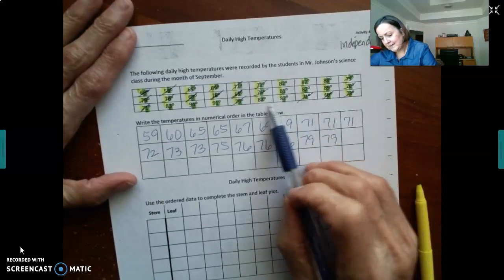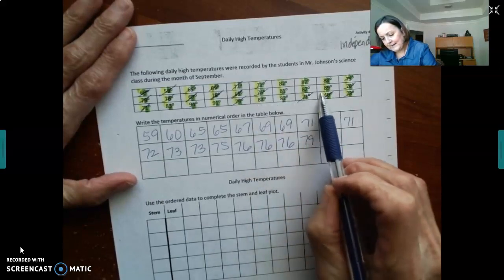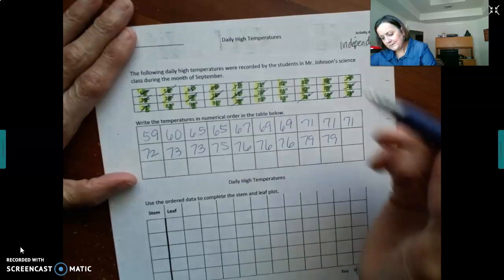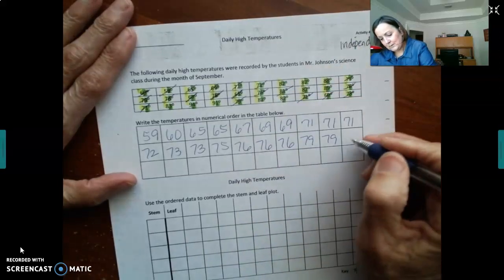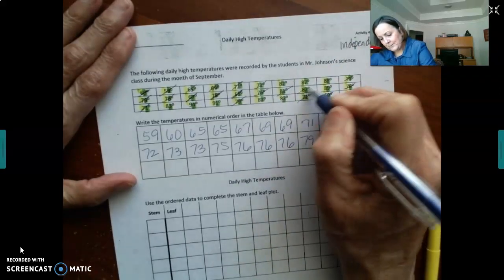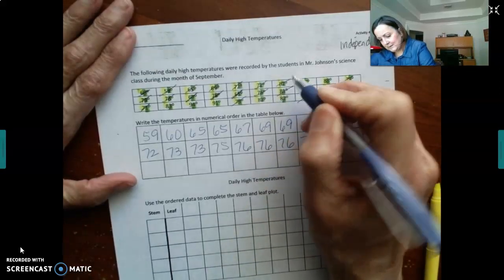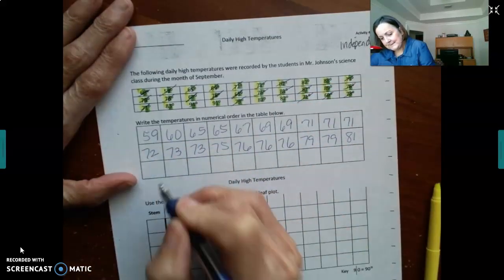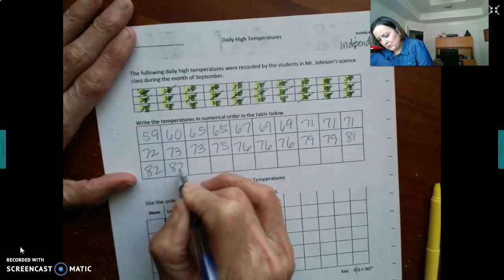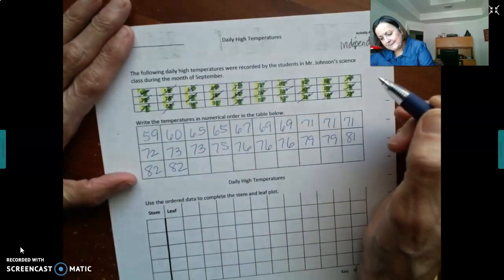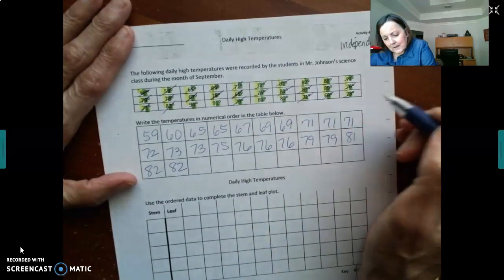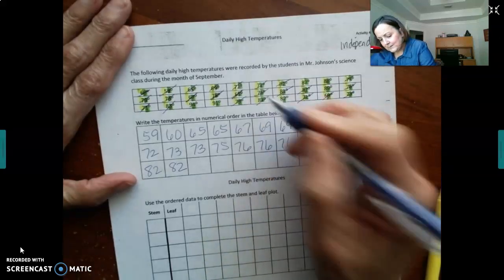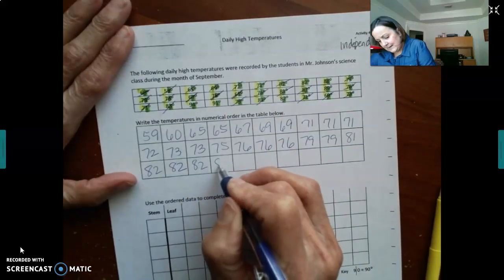Now we're in the 80s. Do we have 80 or 81? I don't see 80, but I see 81 right there. And then we have 82 once, twice. So we have 82 twice. We have 83 once. Oh, there's another 82. So let's do that. 83.